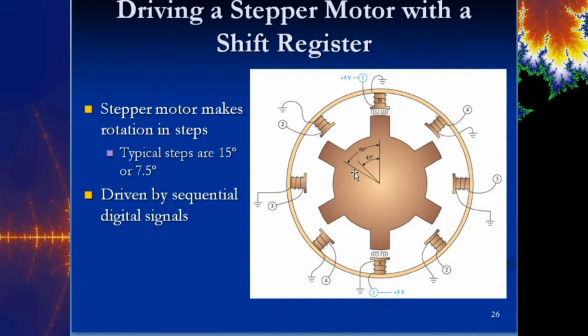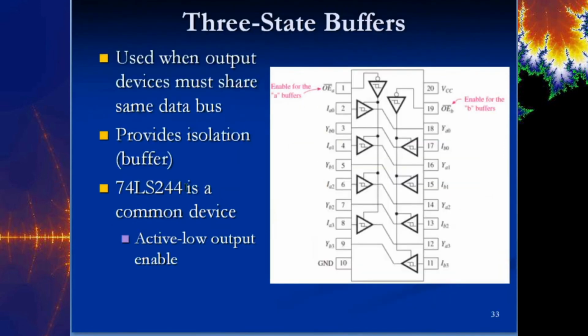Okay, so the last thing I want to cover here is the 3-state buffer. Again, there's an IC for that. It says used when output devices must share the same data bus. That's essentially a tri-state output. I think there's 8 buffers here, 4 on each side.